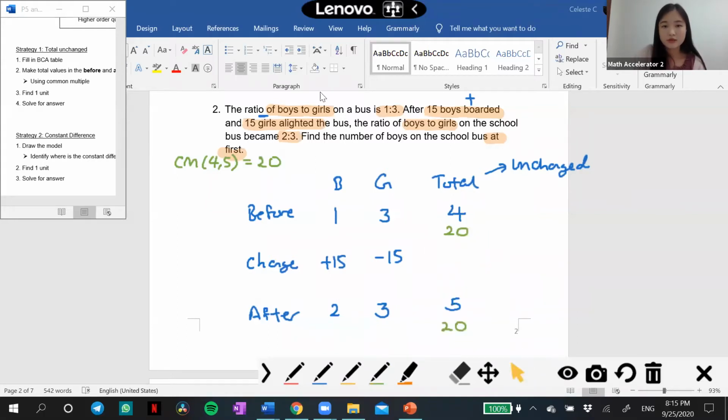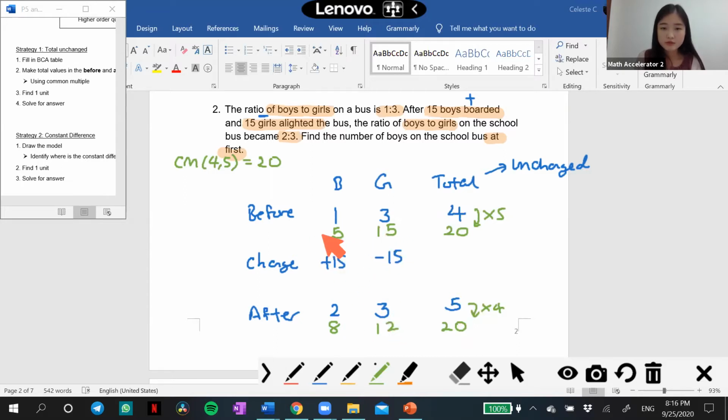So how do we do that? Right? 20 here, you have to times 5. Here, you have to times 4. If you times here, you have to times throughout the entire row. So 3 times 5, 15. 1 times 5, 5. 3 times 4, 12. 2 times 4, 8. Now that your total is equivalent, 20 and 20, we can compare.